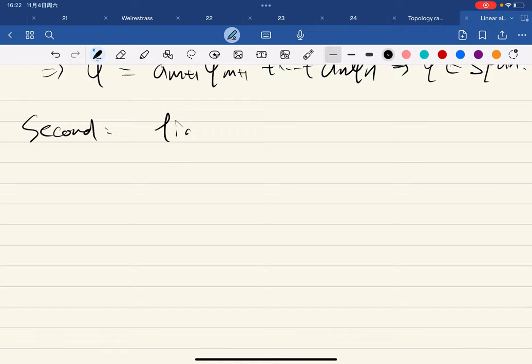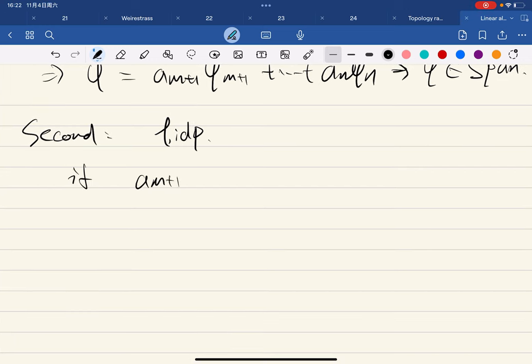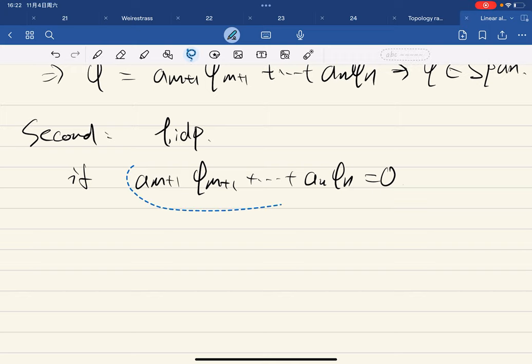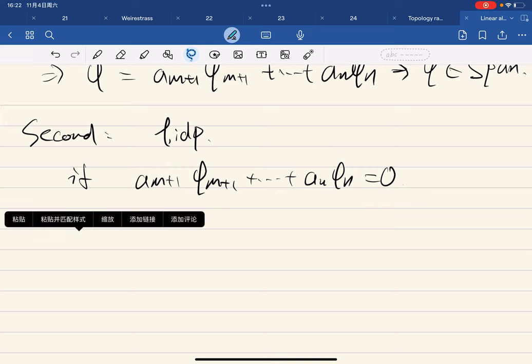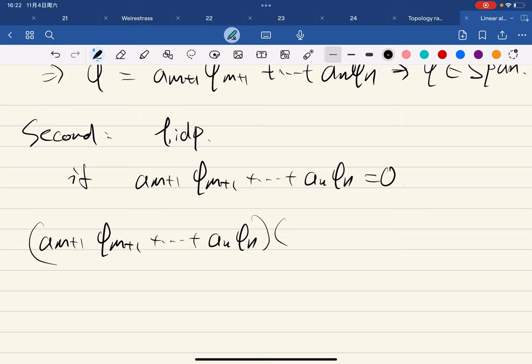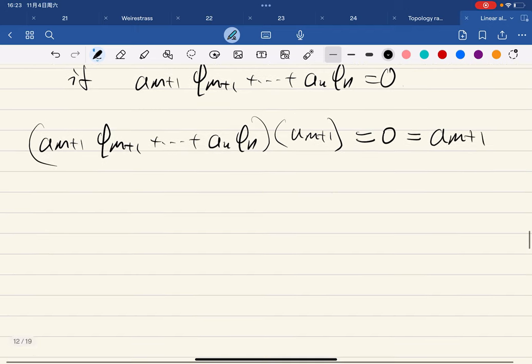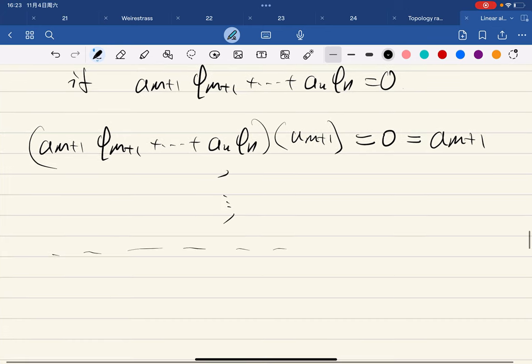Now secondly, we have to show that it's linearly independent. If we have scalars such that a1 phi 1 plus through an plus 1 phi n is 0, then applying this to un plus 1 gives 0, right? Because it's a zero map. But the whole thing turns out to be equal to an plus 1. Then repeat this process, and we get that it equals 0, equal to an. So it's linearly independent.